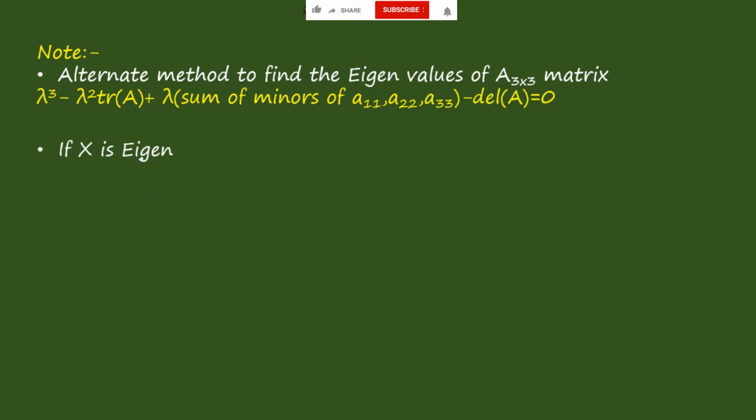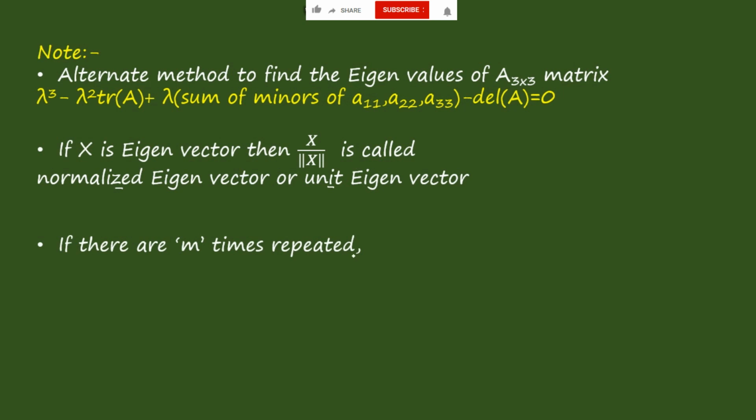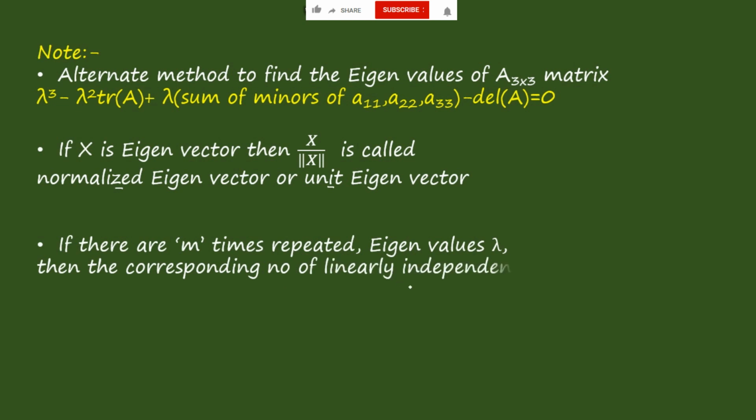Coming to the next one, if lambda is an eigenvalue, then x by mod of x is called the normalized eigenvector or unit eigenvector. Whenever they ask in a question about the normalized eigenvector or unit eigenvector, then you have to divide x by mod of x.